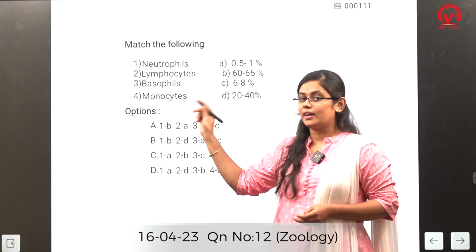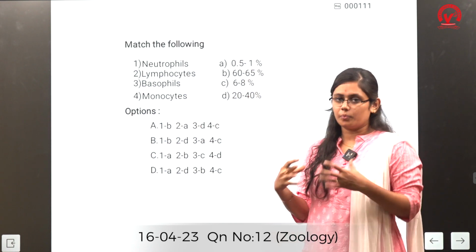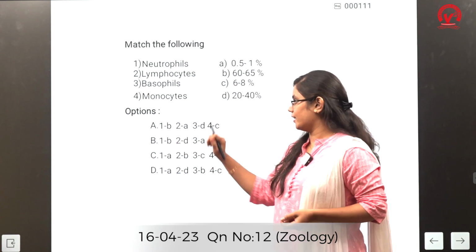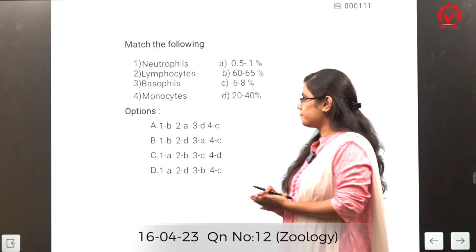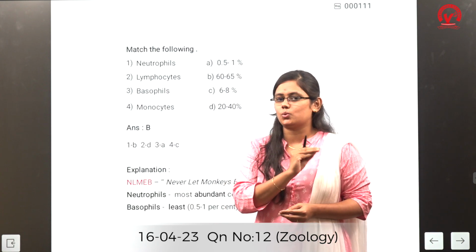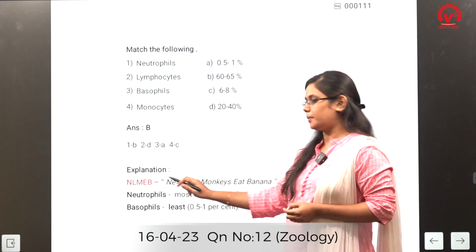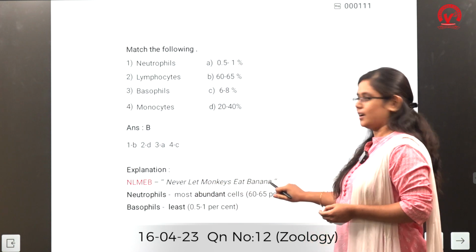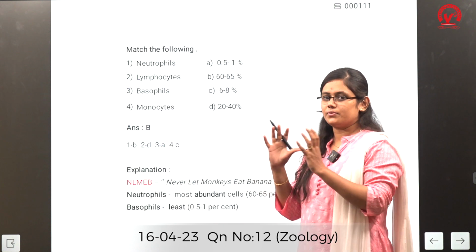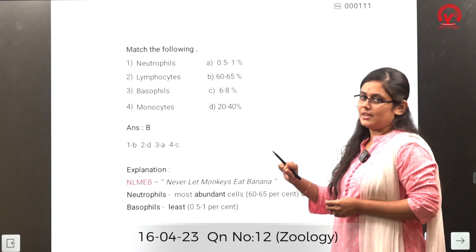Match the following. So here they are given the blood cells and the percentage of blood cells present in blood. We have to match them appropriately. So the options are given. Here the correct option will be, we all know that neutrophils are present abundantly in blood and basophils are the least ones. We have a mnemonic for that. NLMEB, which can be expanded as never let monkeys eat banana. So this is the descending order, that is from maximum to minimum number of cells, percentage of cells. It starts from neutrophils and ends with basophils.